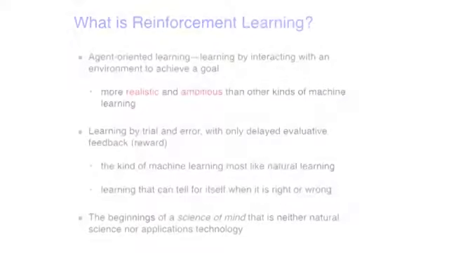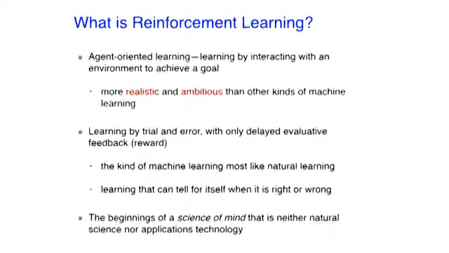What is reinforcement learning? Well, there are many phrases. Basically, it's agent-oriented learning, learning by interacting with your environment to achieve a goal. In this sense, it's more realistic and ambitious than other kinds of machine learning. It's more realistic because we're facing the problem that we don't have teachers just telling us what to do all the time. We have to figure out what to do by trying it. And it's more ambitious because we're trying to do this harder thing that's more like the real problem facing an animal or a person. So because we don't have training, we have to figure out for ourselves.